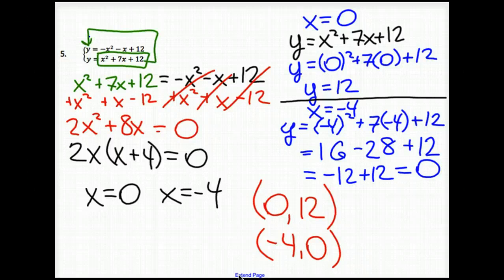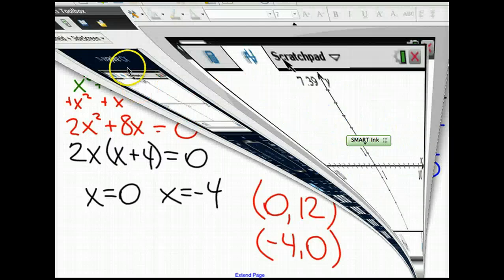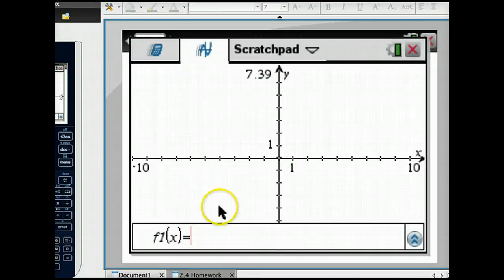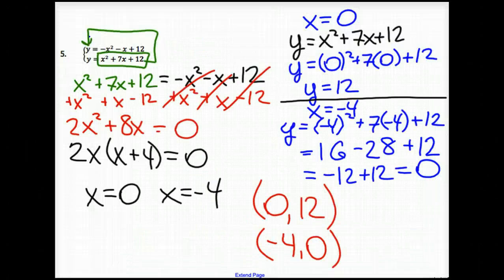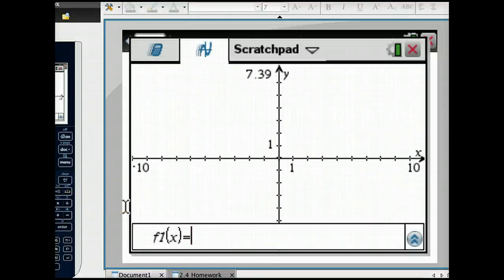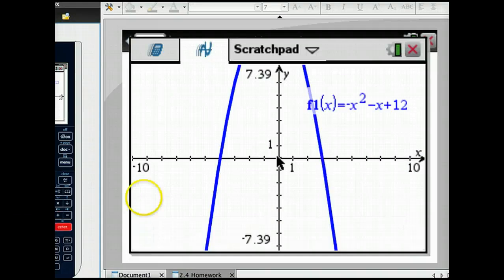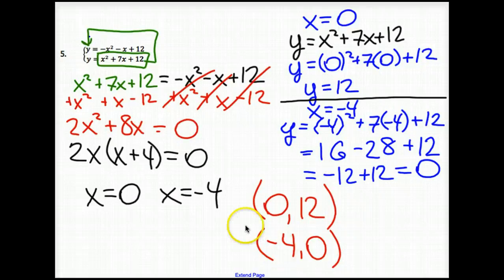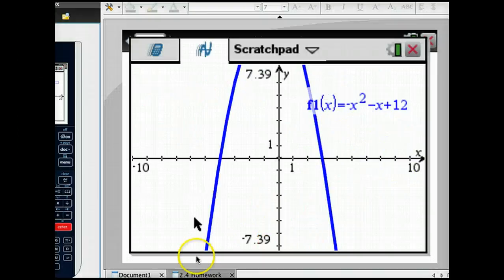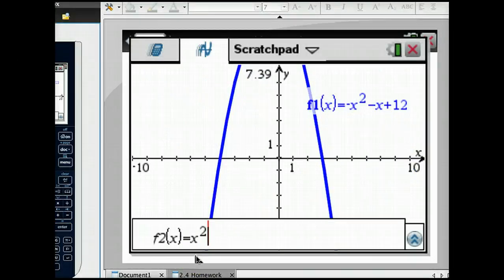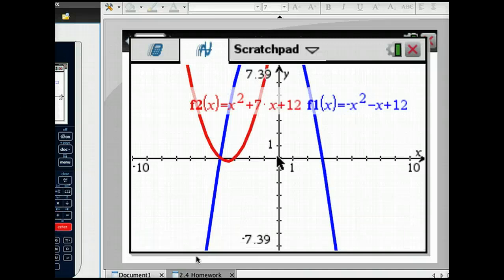Okay, for systems of quadratic equations, there is a way to check these on your graphing calculator. So if you go to your graphing calculator, we're just going to check this last one real quick. If I graph both of those equations on my calculator, my first equation was y equals negative x squared minus x plus 12. And your other equation was y equals x squared plus 7x plus 12. Okay, you can go ahead and find the 2 intersection points.